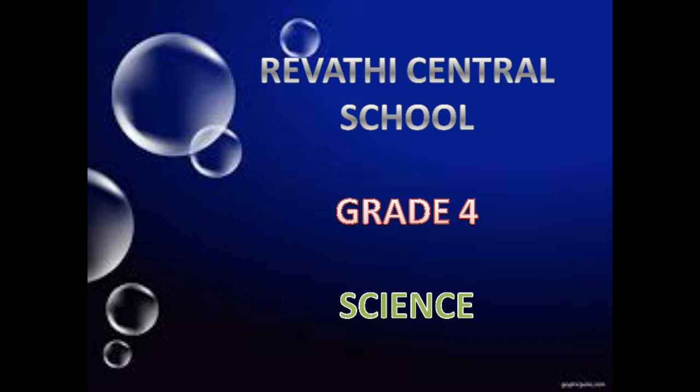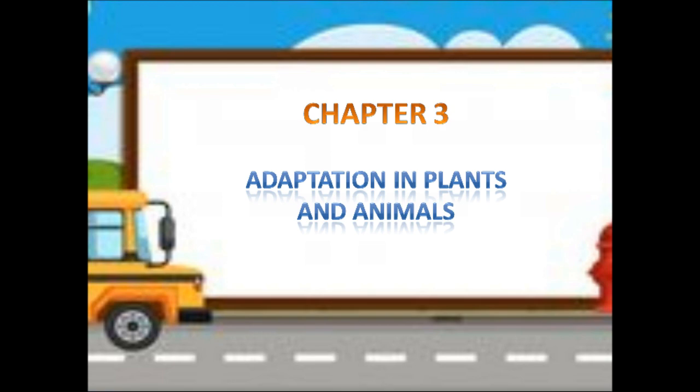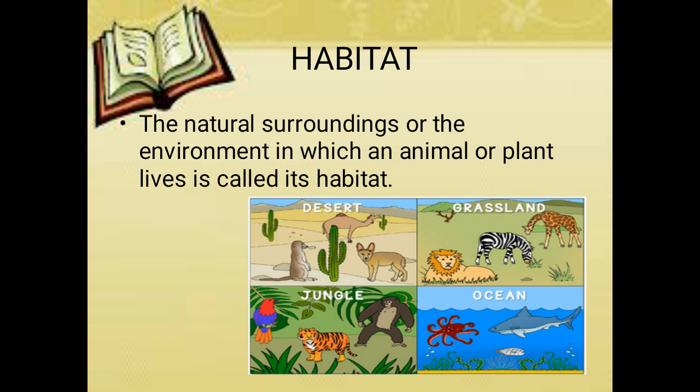Right. So, in this session, we are going to discuss the previous topics we saw in the last sessions, right? So, what did we see? We saw Chapter 3, that is adaptation in plants and animals, right? In this chapter, we discussed what is habitat, what is adaptation, how animals and plants adapt to the particular surroundings, and in what way their physical appearance helps them to adapt in the surroundings.